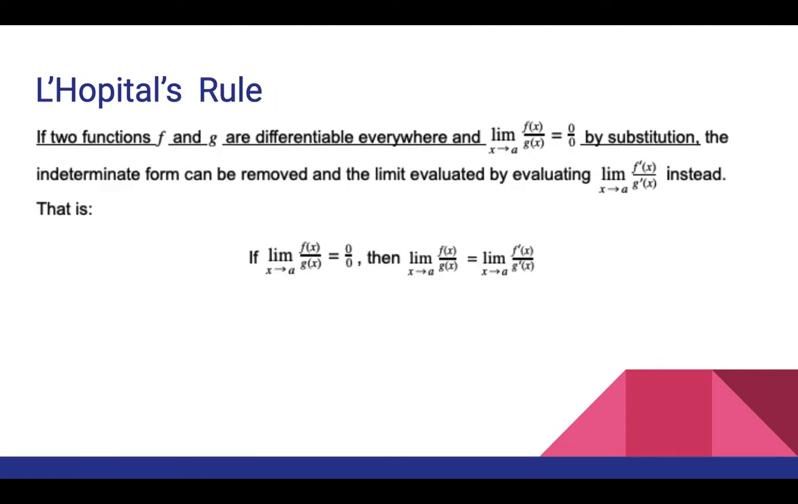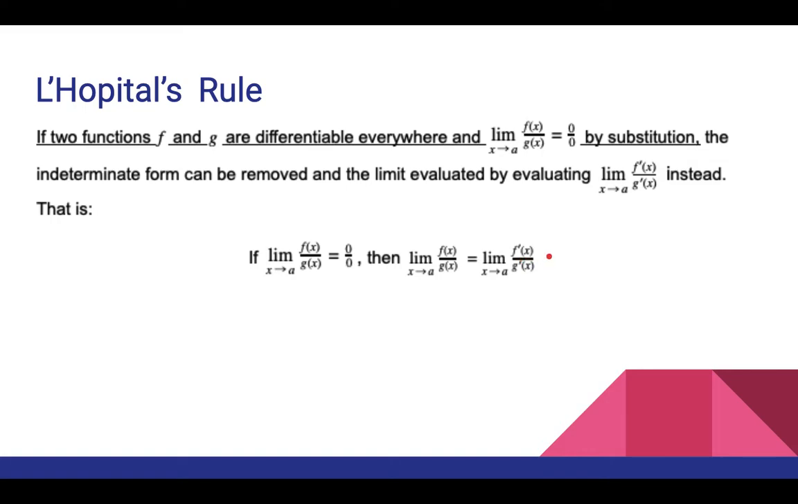So we can apply a rule known as L'Hopital's rule, which states that if two functions f and g are differentiable everywhere, and the limit of their quotient as x approaches a equals 0 divided by 0 by substitution, the indeterminate form can be removed and the limit evaluated by evaluating the limit as x approaches a of the first derivative of f divided by the first derivative of g instead. That is, in more succinct terms, if the limit as x approaches a of f divided by g is equal to 0 divided by 0, then we can circumvent this by finding the equivalent limit as x approaches a of f prime of x divided by g prime of x.